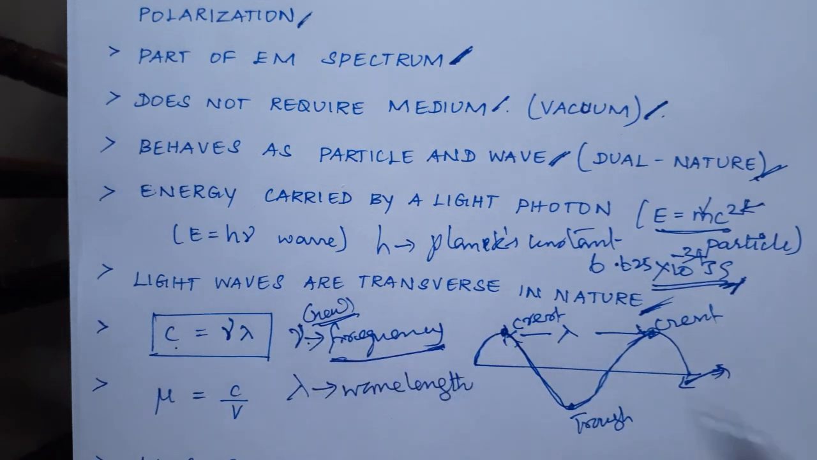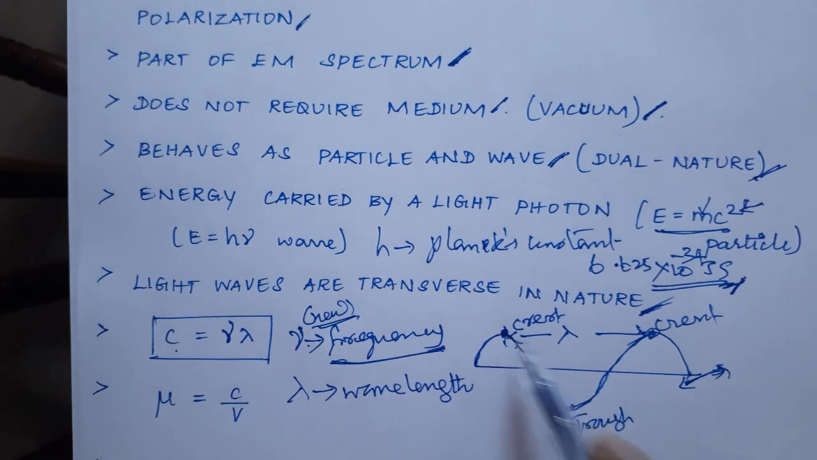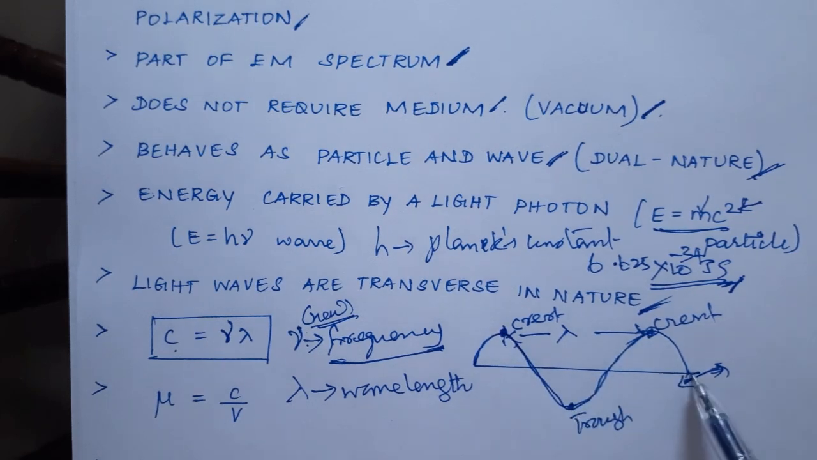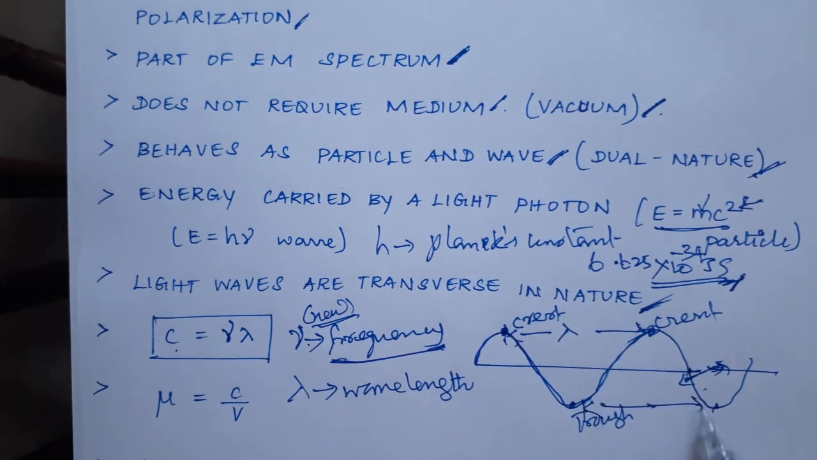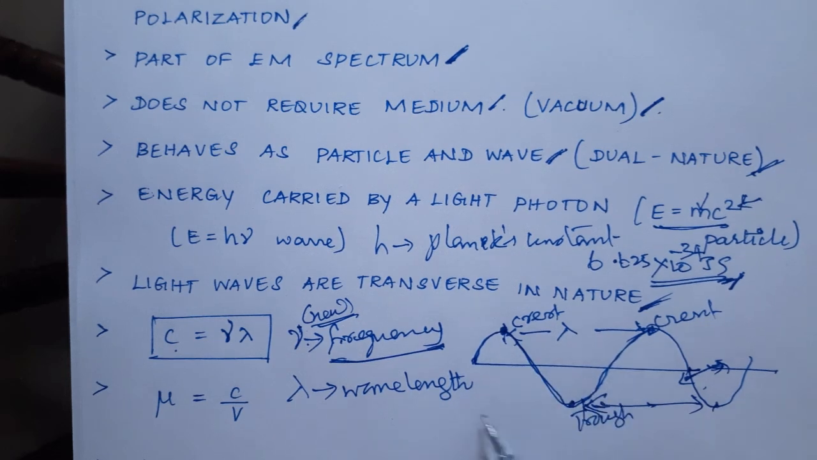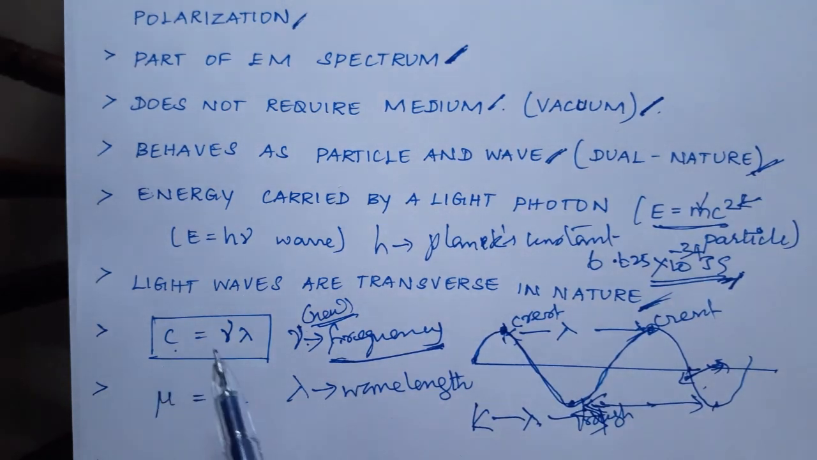Lambda is wavelength. The distance between two consecutive crests or two consecutive troughs, or the distance traveled by a vibrating particle to complete one cycle. This also we name as lambda, wavelength. The relation connecting velocity, frequency and wavelength is C equal to nu lambda. We are going to use it very often in this particular chapter, so keep it in your mind.